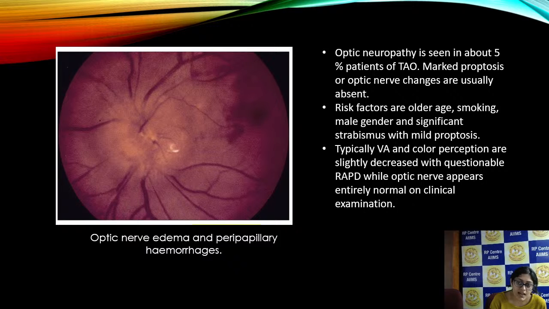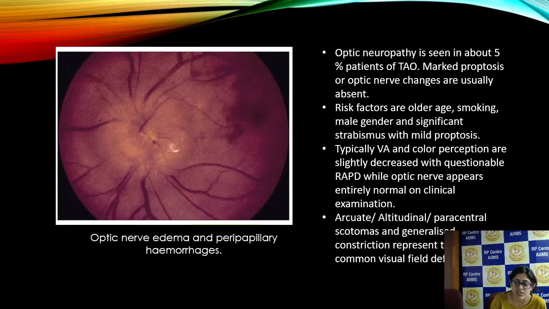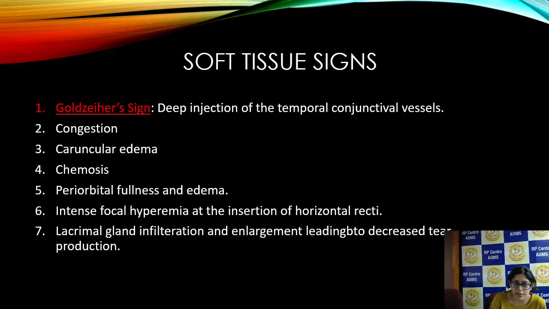Typically, visual acuity and color perception are slightly decreased and the RAPD is often questionable, and the optic nerve might appear entirely normal on clinical examination. Defects are variable; paracentral, altitudinal, arcuate, or generalized constriction can be seen.